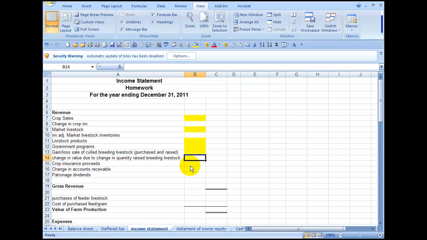And then change in value due to change in quantity of raised breeding livestock. This is going to be a formula. Crop insurance proceeds, money they give to me, so I type in a number. Change in accounts receivable is a formula. Patronage dividends: if you belong to a cooperative, then you're a member, and part of the earnings come back to you as patronage dividends. Purchased feeder livestock and cost of feed and grain is yellow.